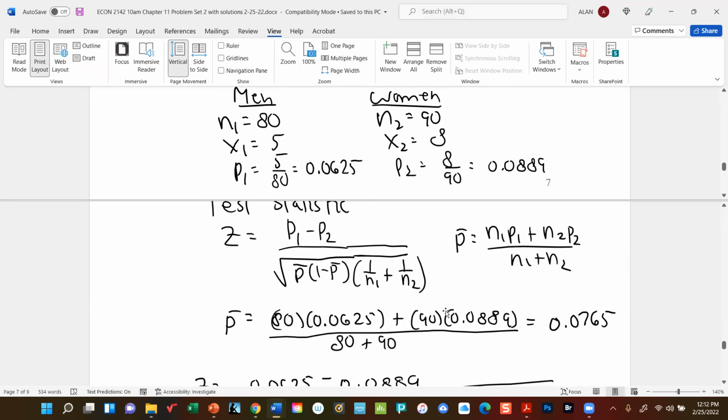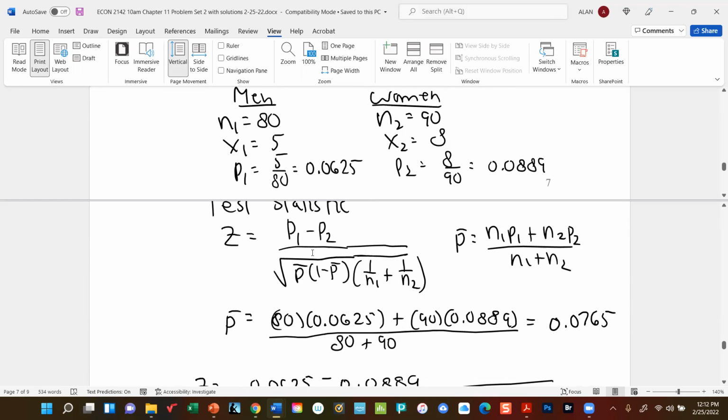So if you plug in the numbers, you'll see that the p-bar is the average proportion between the two populations, or two samples rather. And that turned out to be 0.0765. Okay, so we average them out. This is actually a weighted average because the number of men and women is different. So it's about 7.65% average for everybody.